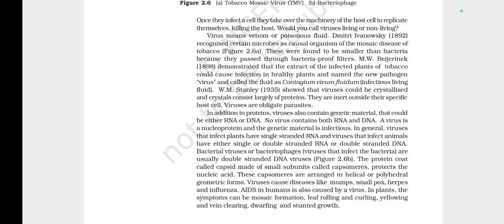Bacteriophage. Bacterial viruses, bacteriophages, are usually double-stranded DNA. The protein coat called the capsid is made of subunits called capsomeres, which protect the nucleic acid. These capsomeres are arranged in helical or polyhedral geometric forms. Virus diseases include mumps, smallpox, herpes, influenza, and AIDS.